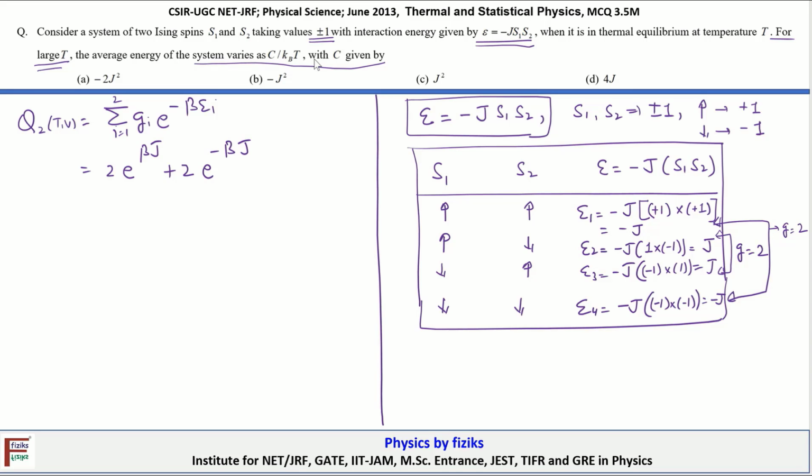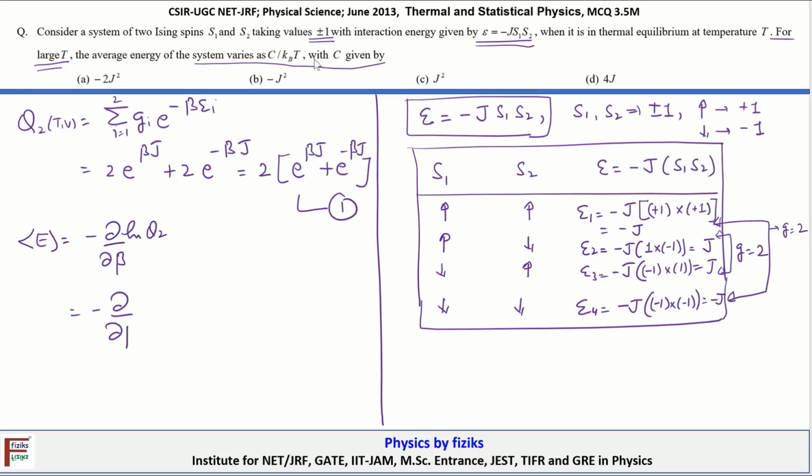Okay, so this is equal to 2 into exponential beta J plus exponential minus beta J. Now from here we can quickly determine the average energy. So the average energy is equal to minus the derivative with respect to beta of ln Q2, and that is equal to minus the derivative with respect to beta of ln of 2 into exponential beta J plus exponential minus beta J.